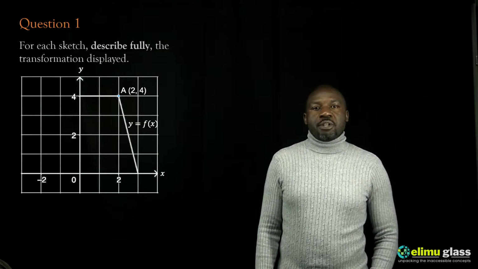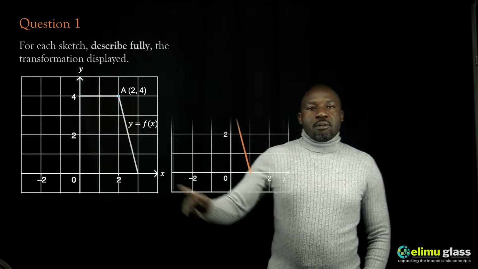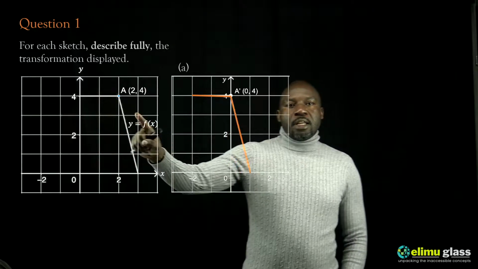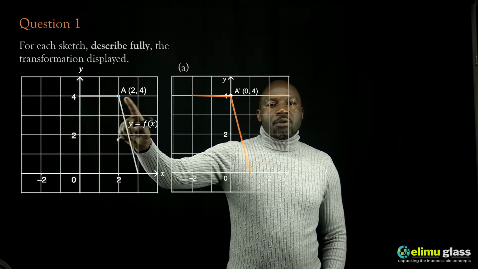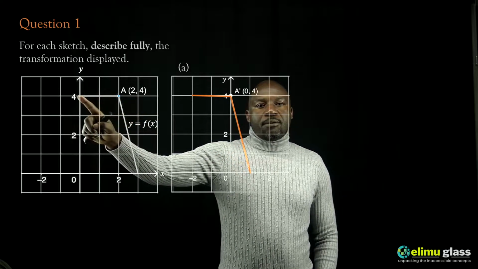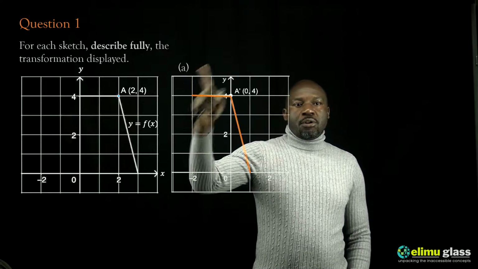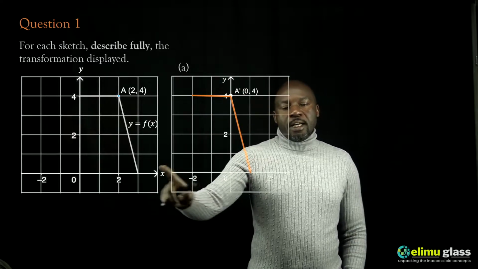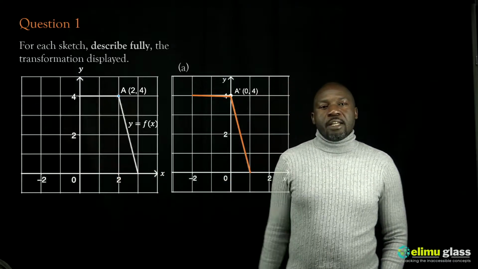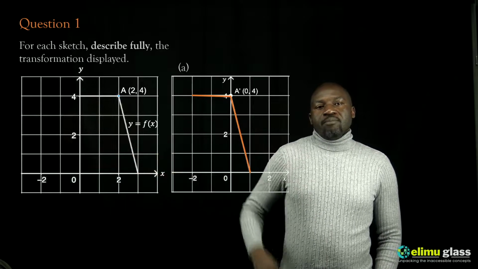Part A of the question was: describe fully the transformation that maps this original graph onto this one. We can see the original point A, which was (2, 4), has moved to (0, 4), and (0, 4) has moved to (-2, 4). And the original point (3, 0) has moved to (2, 0). So clearly this is a translation in the negative x direction.